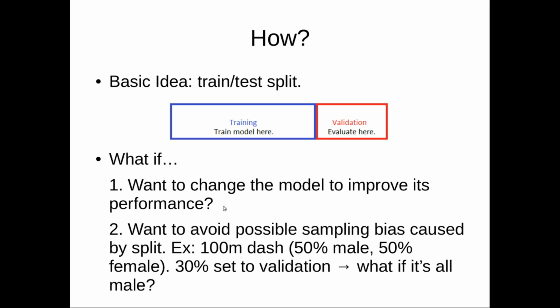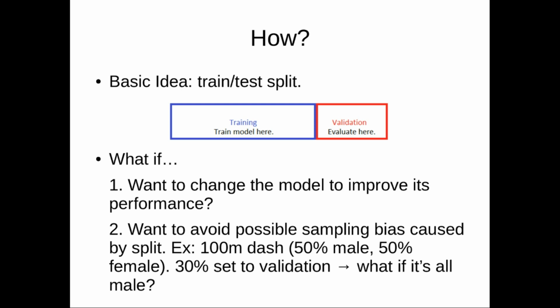And also, we want to avoid any possible sampling bias caused by the split here. For example, let's say we have data for a 100-meter dash, and 50% of them are from male athletes, and 50% of them are from female athletes. Then we want to split 30% of the entire data and just put it away as a validation set. Now, let's say for some reason, due to a stroke of luck or the opposite of luck, that 30% of the data set to be the validation set are all male.